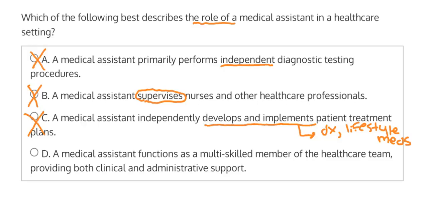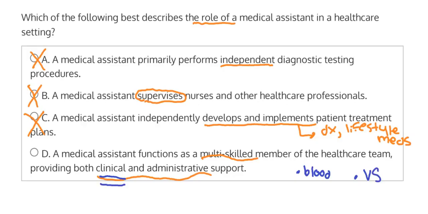And then choice D says, a medical assistant functions as a multi-skilled member of the healthcare team, providing both clinical and administrative support. And yes, this is correct, because if you think of the role as the medical assistant, maybe you're collecting blood work, which would be a clinical skill. Maybe you're taking some vital signs for your patients. That's also a clinical skill.